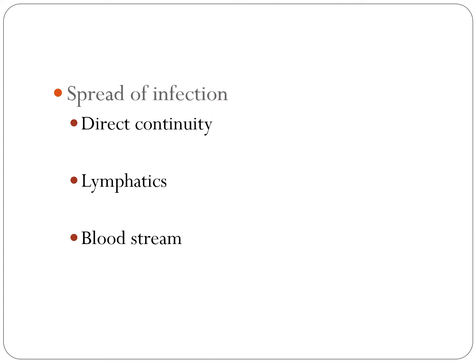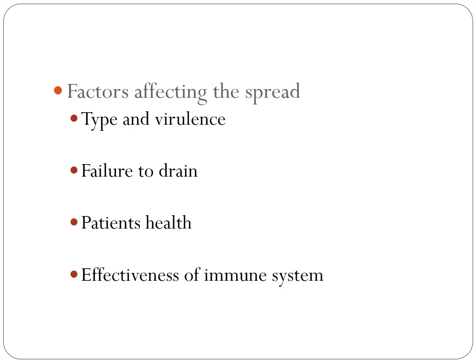So how does an infection spread? It can spread by direct continuity, via the lymphatics, or via the bloodstream. And the factors affecting the spread are the type and virulence of the organisms, failure to drain an abscess, and the patient's health, if the patient is immunocompromised. So the effectiveness of the immune system plays a very important role in the spread of infection.